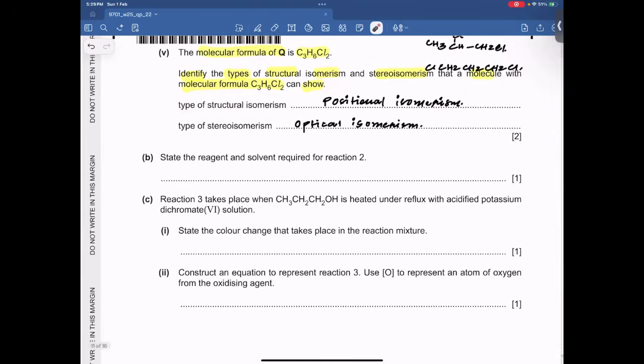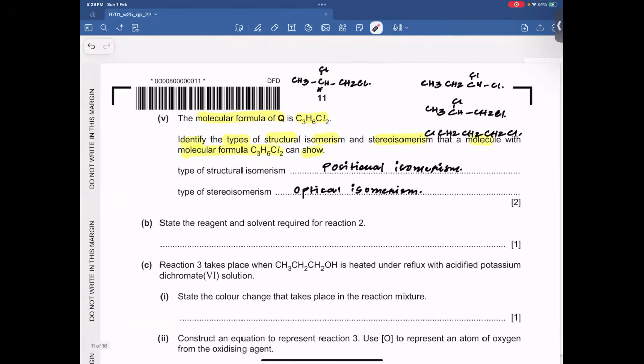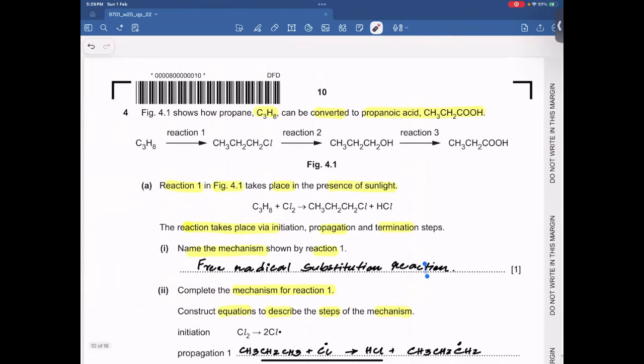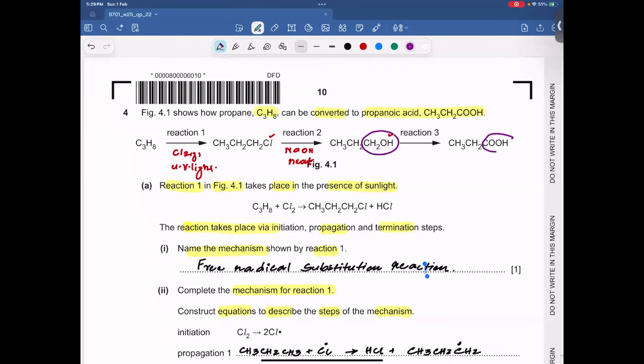State the reagent and solvent required for reaction 2. Reaction 2. Okay. In the first step, chlorine gas is reacting in the presence of UV light, and that's your free radical substitution reaction. Instead of chlorine, we are getting OH, which means it's going to be NaOH under heat. That's a nucleophilic substitution reaction, also called SN2. And this primary alcohol is turning into carboxylic acid. That means oxidation takes place. And for that, I'm going to write K2Cr2O7 in the presence of acidic medium under reflux condition.